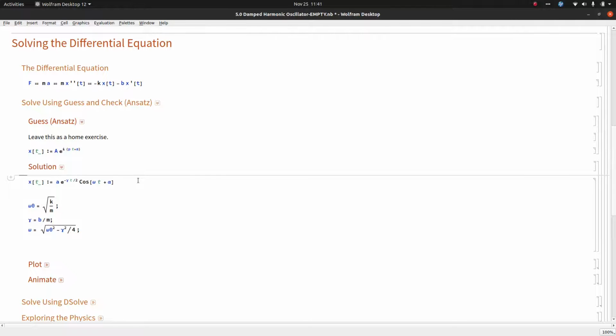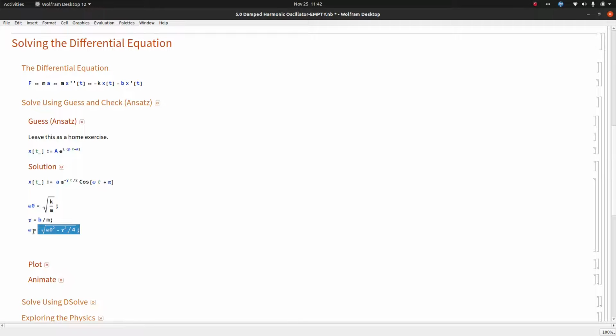Now, I should note there are a few constant substitutions in here, one of which is you have omega naught, which is the square root of k over m. Now, that is the frequency, or rather the angular frequency, at which the spring would oscillate in the absence of any damping forces. We also have gamma, which is really just related to the damping force constant. It's equal to that damping force constant B divided by M.